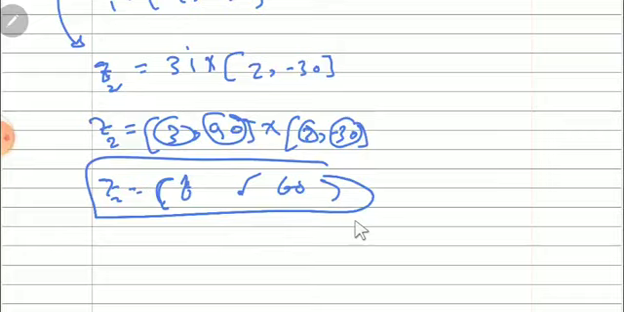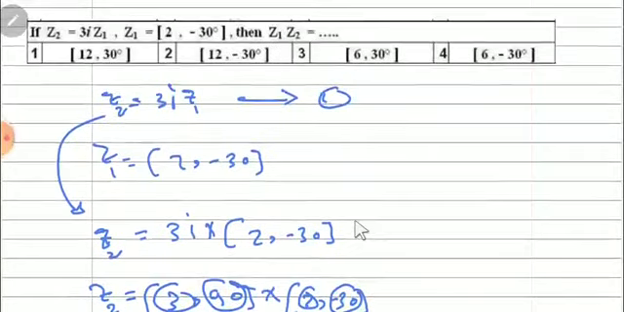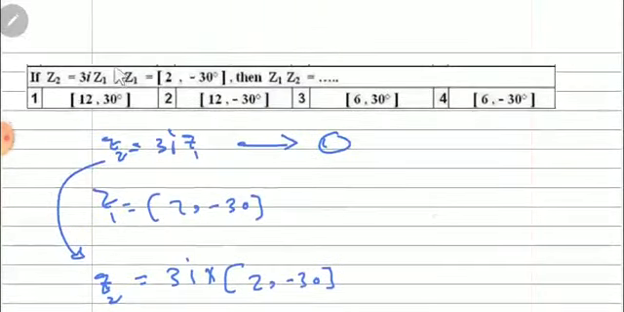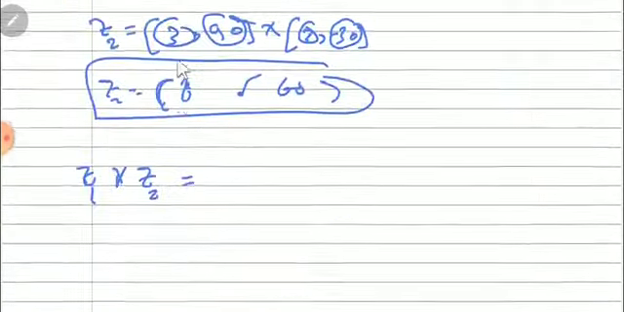Did he want us to find the value of Z2 or something else? Let us see. Then Z1 multiplied by Z2. He wants us to find Z1 multiplied by Z2. So Z1 multiplied by Z2 equals. Who's Z1? This is Z1 from the question as a given, 2 and negative 30.